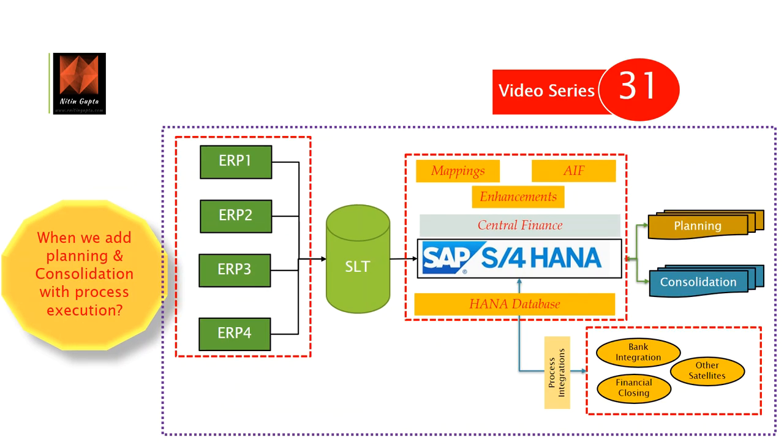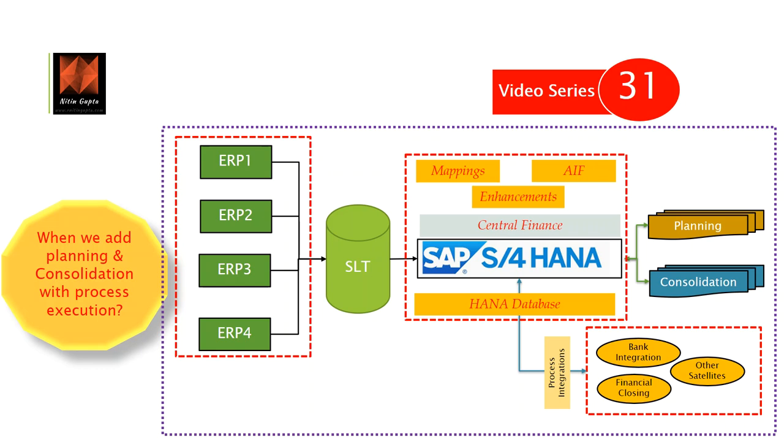In the next picture, we see that we add a process execution on top of central finance, and we add planning or consolidation to get more value out of central finance. The architecture changes. Of course, your core still remains the same. You post in ECC, it comes to S4HANA.